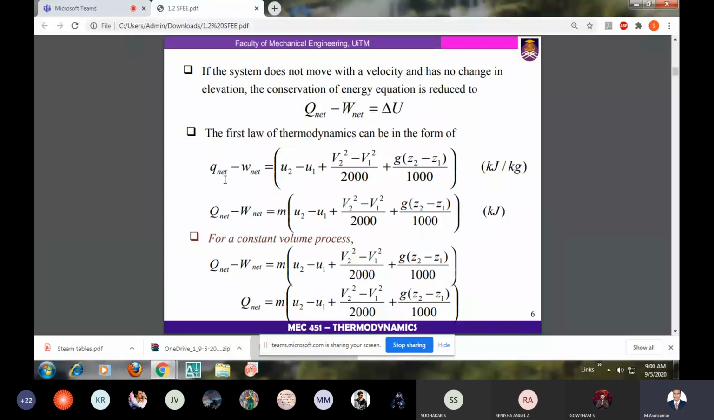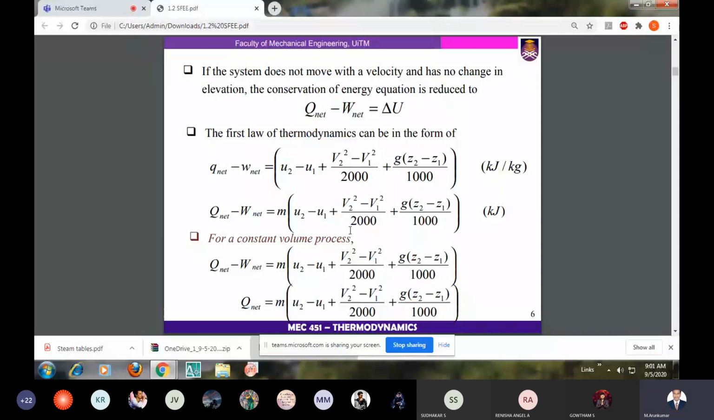So we can have the equation: Q net minus W net is equal to U2 minus U1, that is the change in internal energy. Then (V2 square minus V1 square) by 2000, that is the change in kinetic energy, half m V2 square minus half m V1 square. Then we can have the change in potential energy as g (Z2 minus Z1) by 1000. So note down the unit, that is kilojoule per kg. So we can rewrite the equation in the unit kilojoule, then we can neglect the kg.